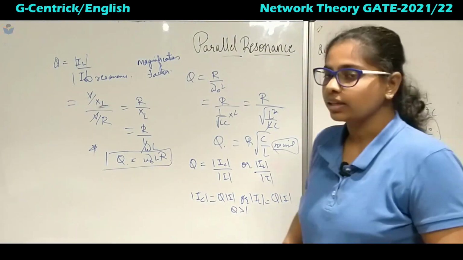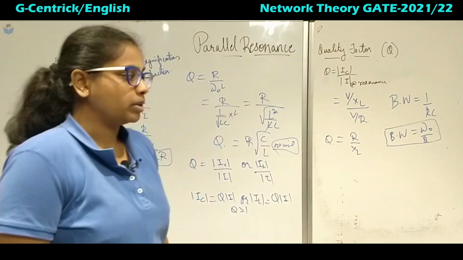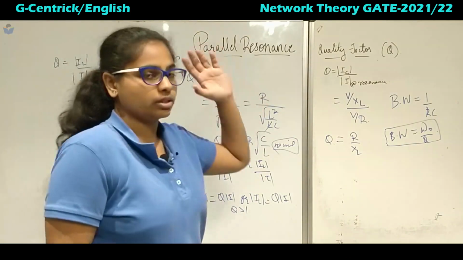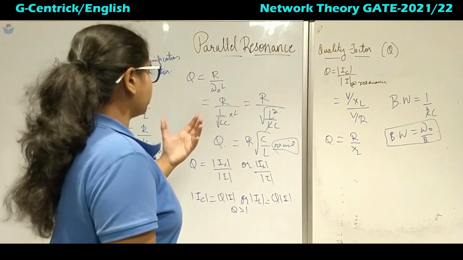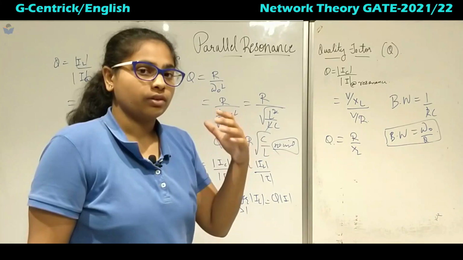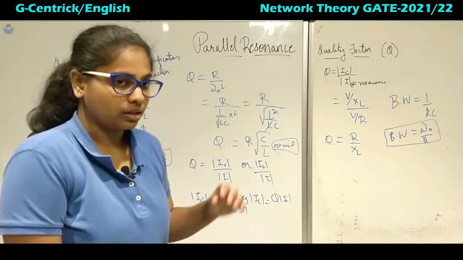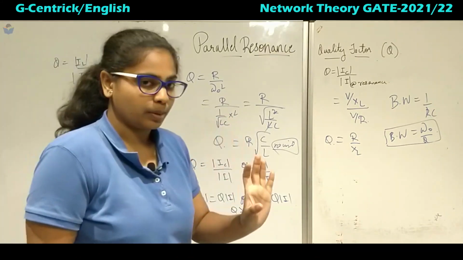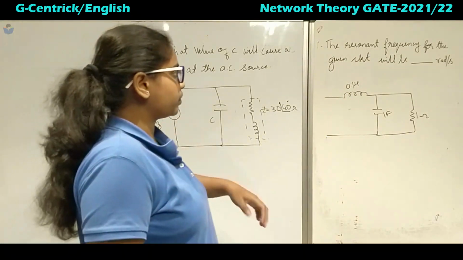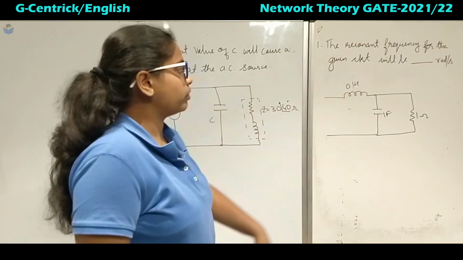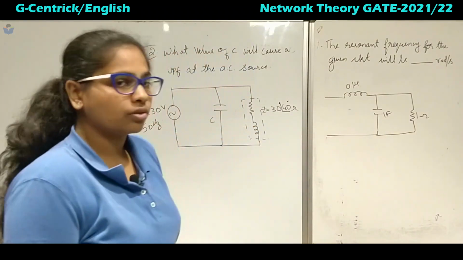Now we will see the GATE questions that have been asked in the GATE examination. Directly they will not ask what the resonance is or to find this. Using the sentences, we have to see whether, based on unity power factor, if they are in resonance, XL will be equal to XC. So based on the sentences given in the problem statement, we will solve the questions. We will solve the first question: the resonant frequency for the given circuit will be. So they have asked for the resonant frequency.